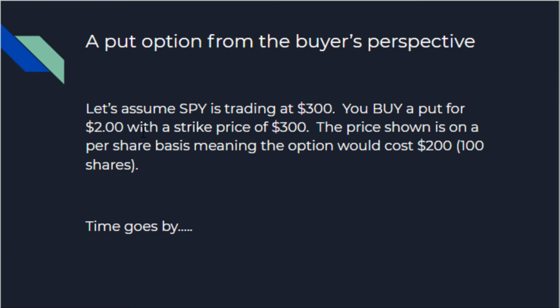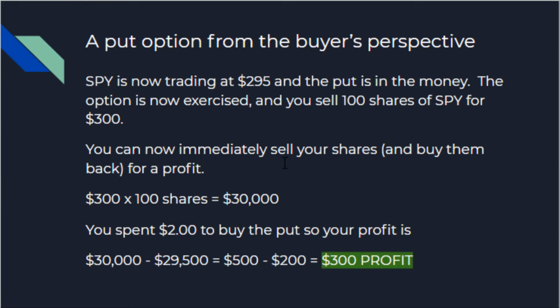The price shown is on a per share basis, so that option is going to cost $200. SPY is now trading at $295 and the put is in the money. The option is now going to be exercised, and you would sell 100 shares of SPY for $300 even though the market price right now is $295. You would then immediately sell your shares and buy them back for a profit.